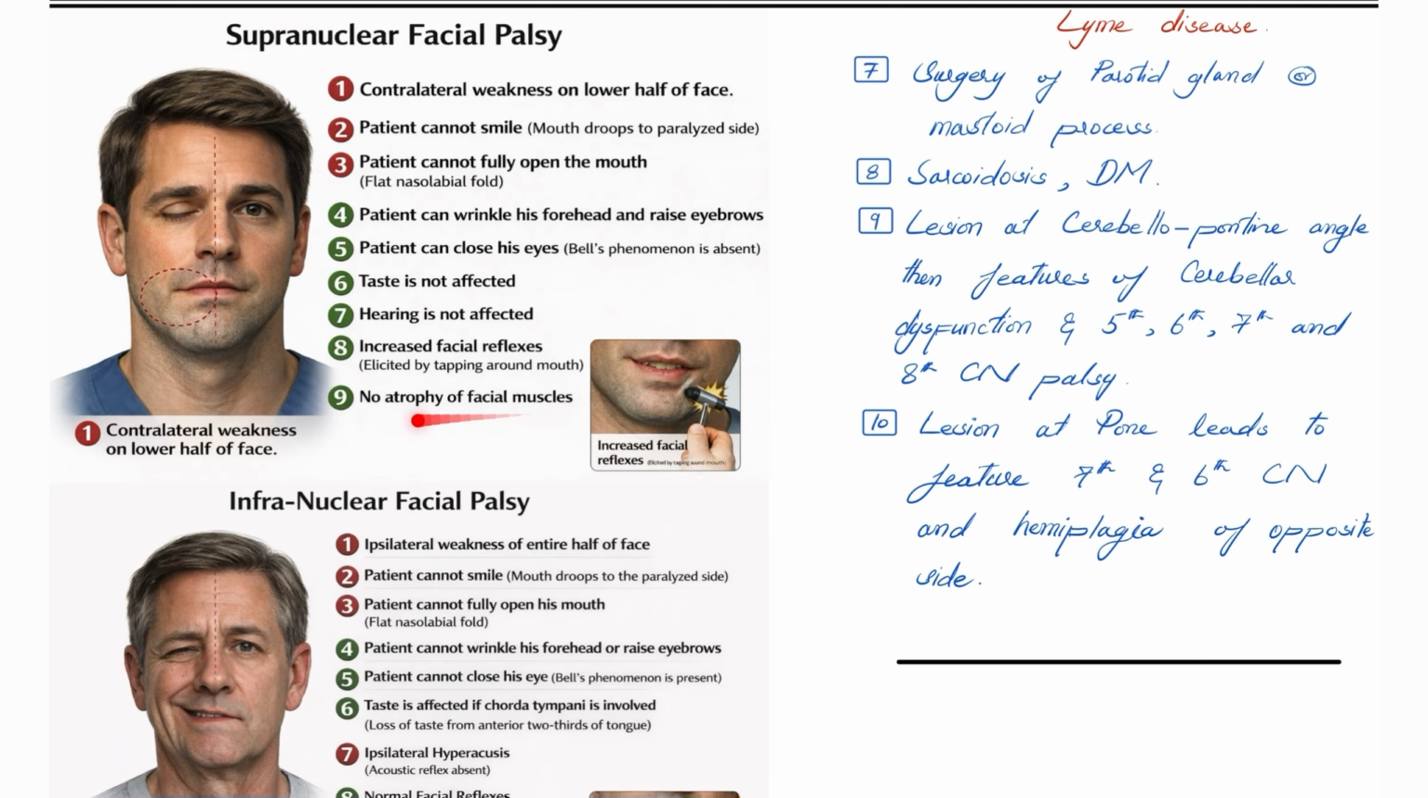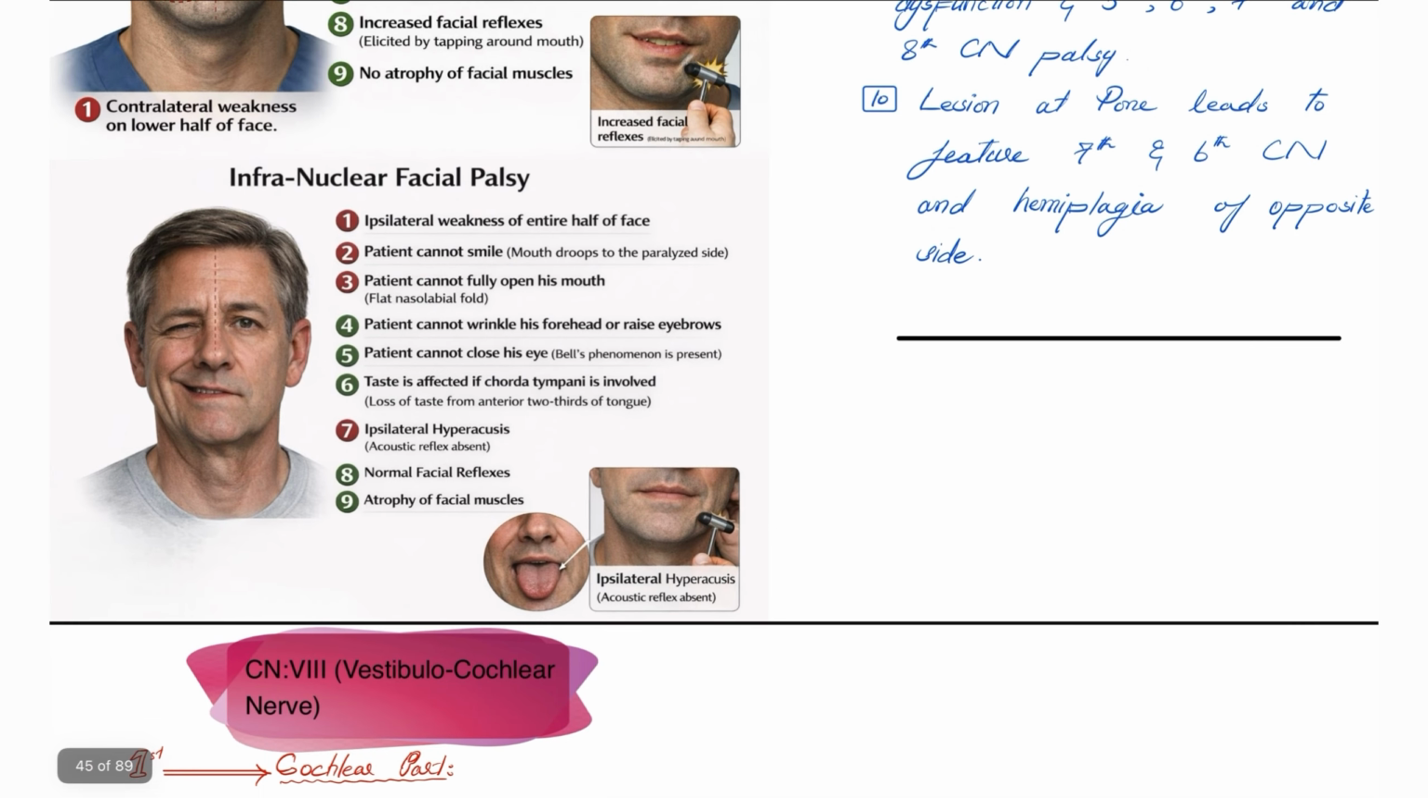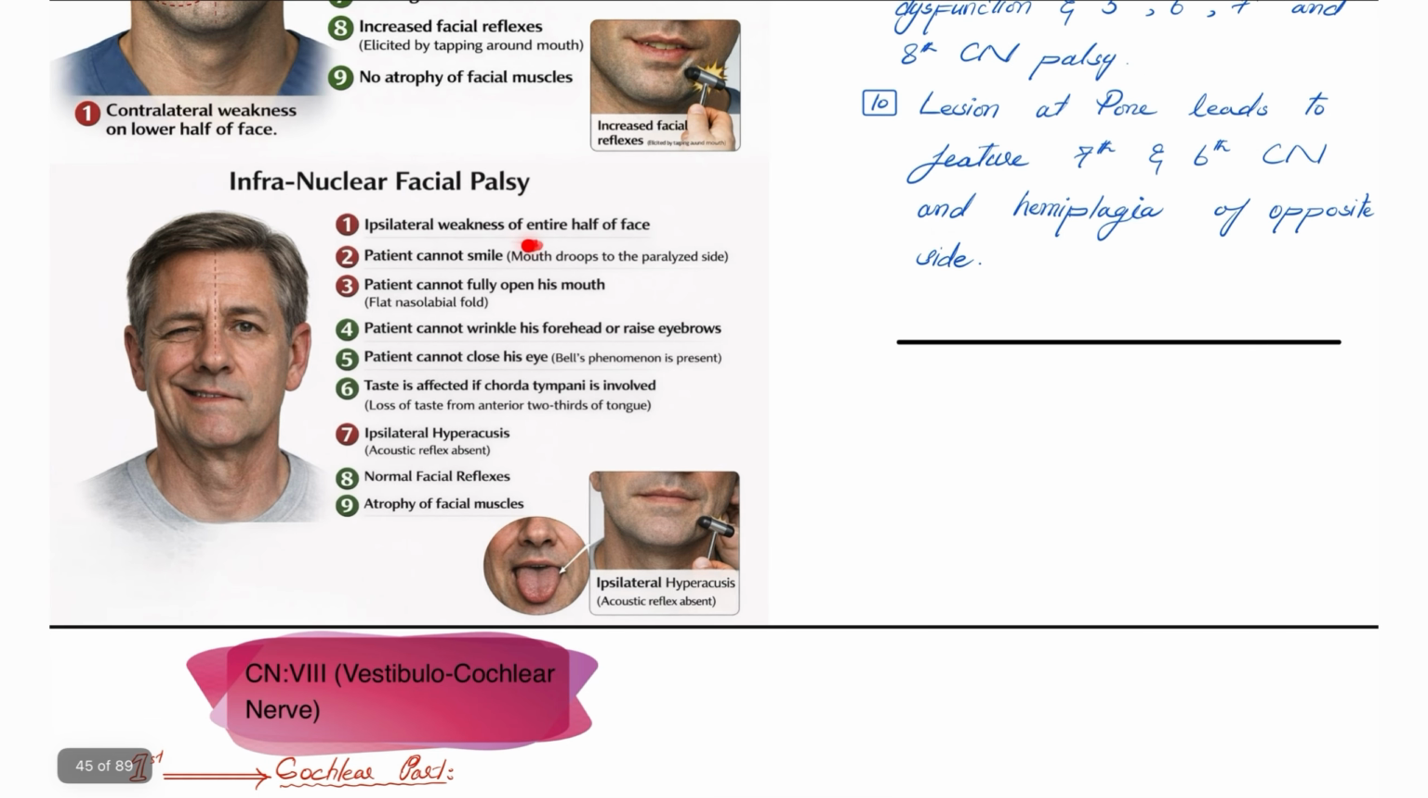However, in the infranuclear facial palsy, there is ipsilateral weakness of the entire half of the face. Patient cannot smile, so there is mouth drooping. Patient cannot fully open his mouth. There is a flat nasolabial fold, and patient cannot wrinkle his forehead or raise his eyebrows. As well, Bell's phenomenon is present because patient cannot close his eye. Taste is also affected if the chorda tympani is involved, so there will be loss of taste from the anterior two-thirds of the tongue.